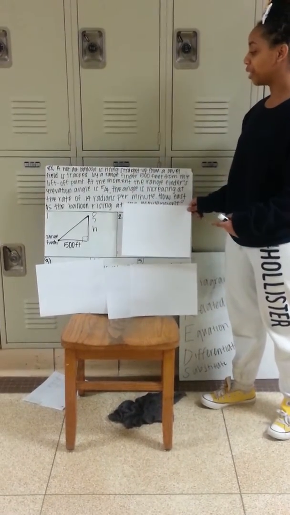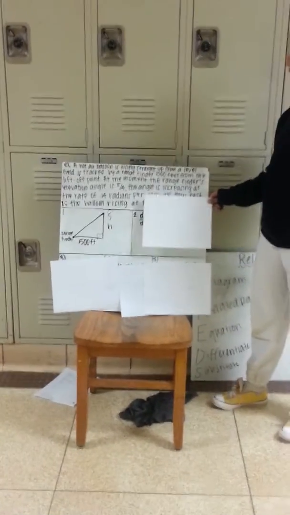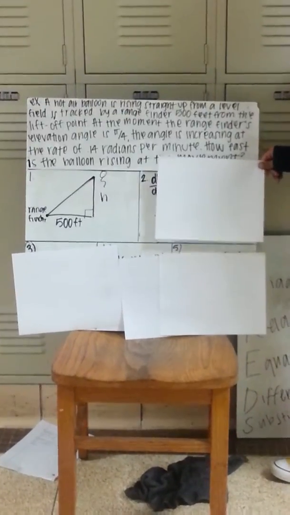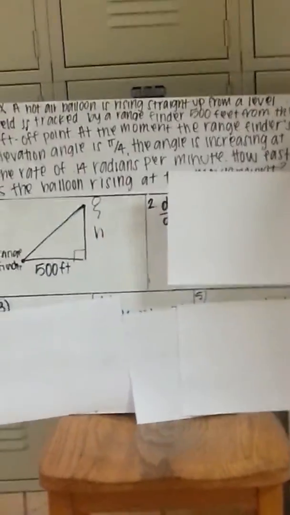A hot air balloon is rising straight up from a level field and is tracked by a rangefinder 500 feet from the liftoff point. At the moment the rangefinder's elevation angle is pi over 4, the angle is increasing at a rate of 0.14 radians per minute. How fast is the balloon rising at that moment?